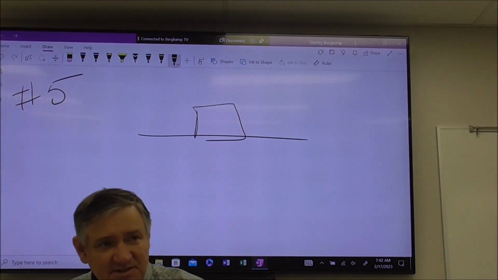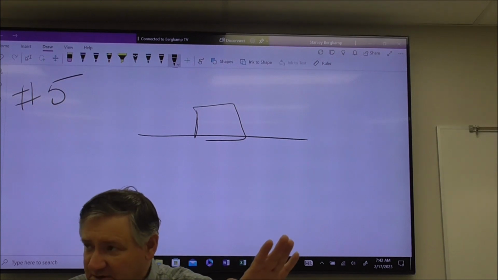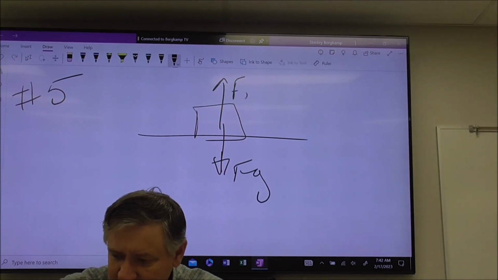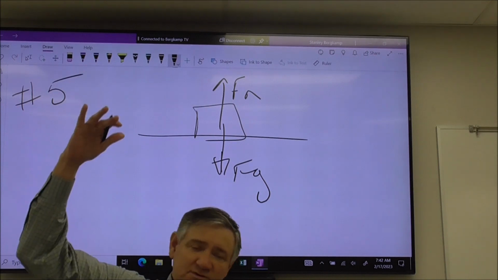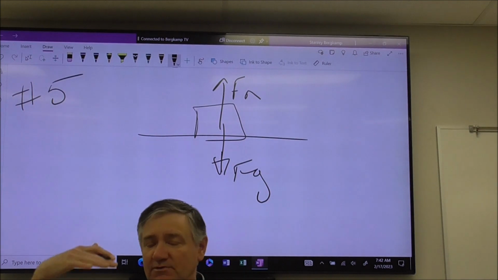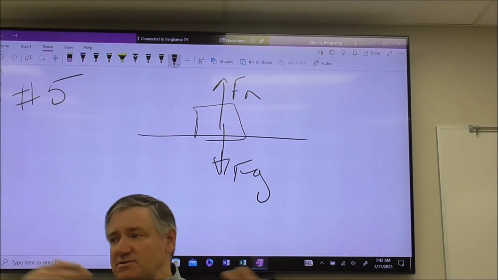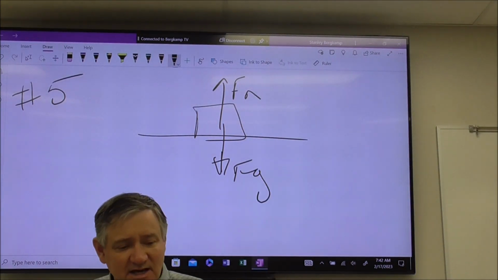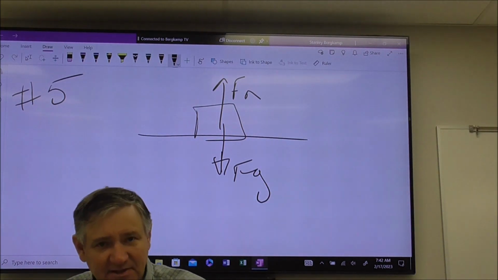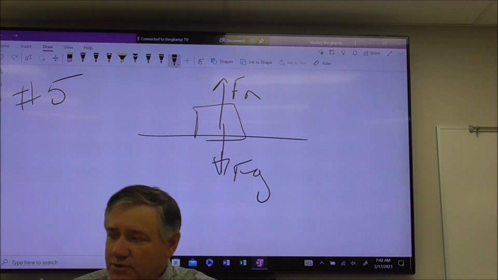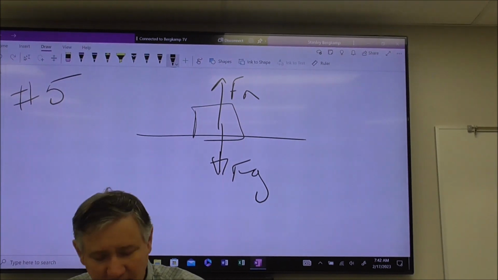In this situation, you're always going to have gravity. We're on Earth, so you're always going to have a gravitational force pulling down. And as long as it's sitting on a surface, you're going to have a normal force pushing up. Unless you are in free fall or in deep, deep space, those are the two forces that are always going to be there. Gravity is always there unless I specifically tell you the effects of gravity can be ignored. You always assume gravity is there, okay?